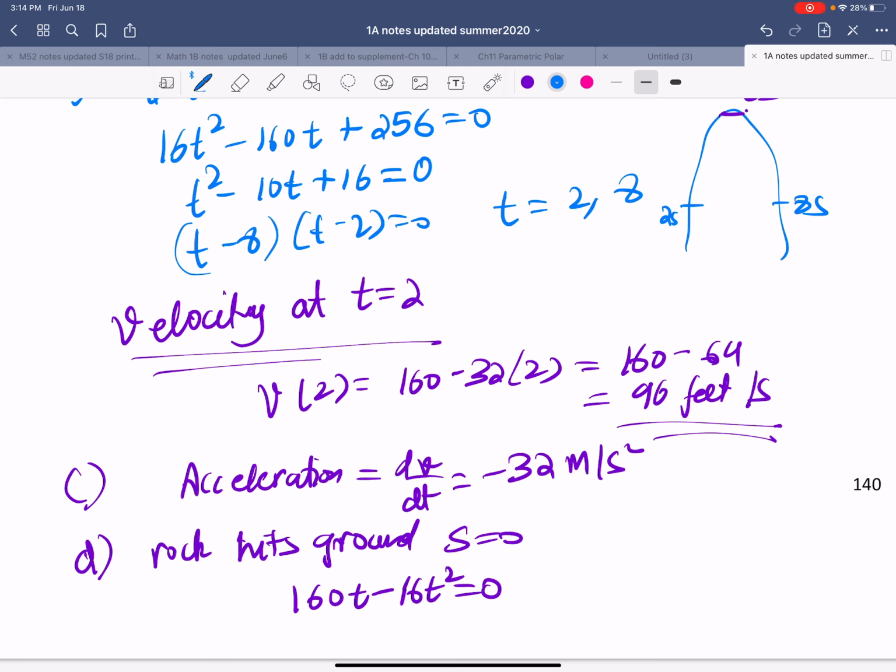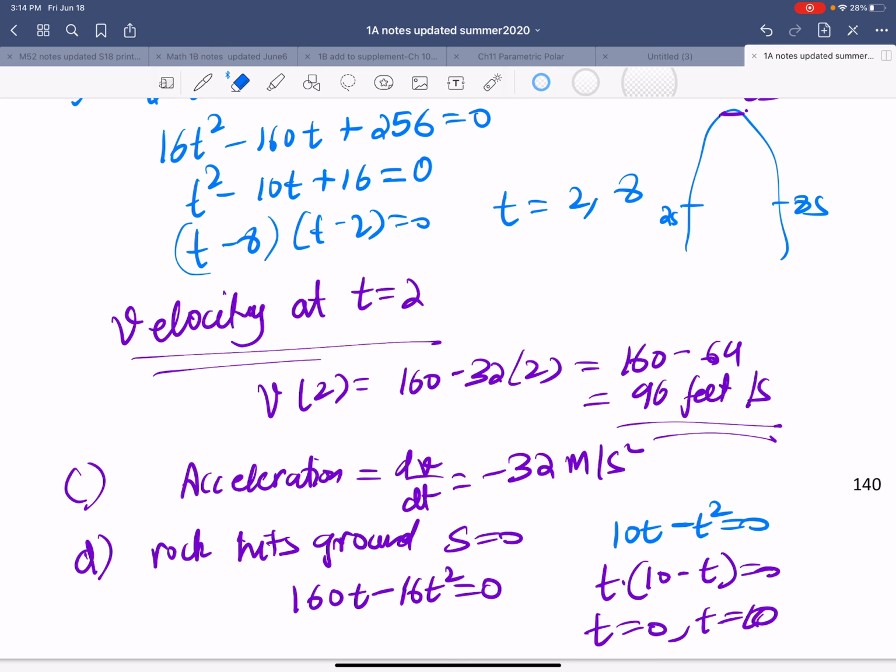We can divide both sides by 16, and that leaves me with 10t minus t squared is 0. We can factor t out, and that's going to leave me with t times 10 minus t is 0. So either t is 0 or t is 10. The object comes back on the ground. t is equal to 0 when it started. So t is equal to 10 is the time when it comes back to the ground, and that's going to be 10 seconds.